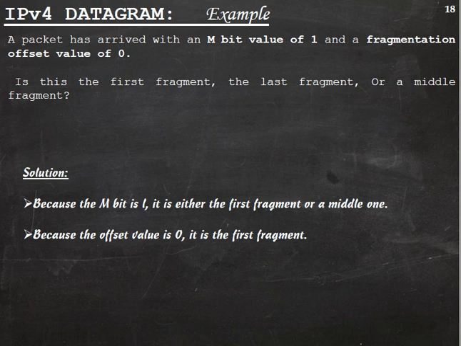But not the last one, because since m is equal to 1, still more fragments will be there. The second one is that the fragmentation offset value is given as 0. Since it is 0, it is a first fragment. Since two conditions have been given, based on both, m bit equal to 1 and fragment offset value of 0, it is the first fragment.